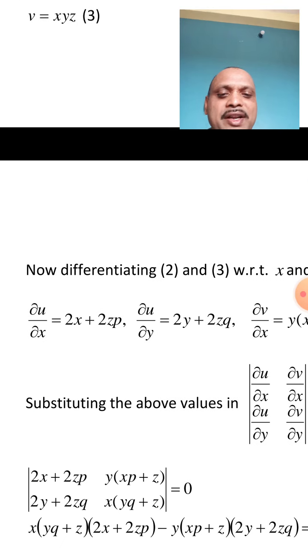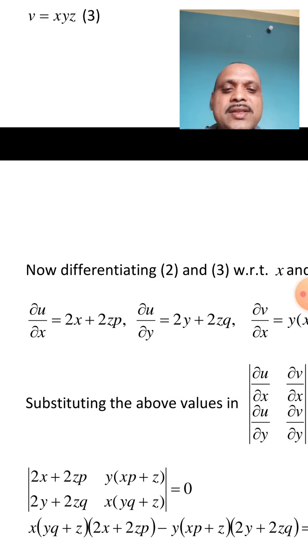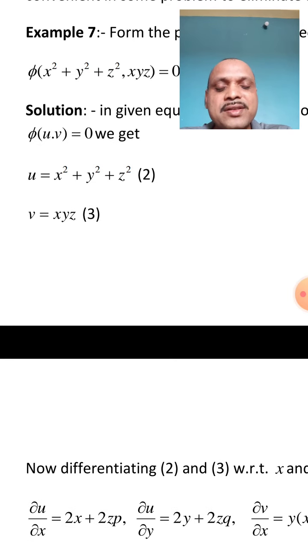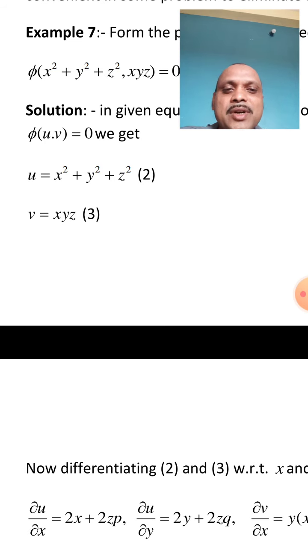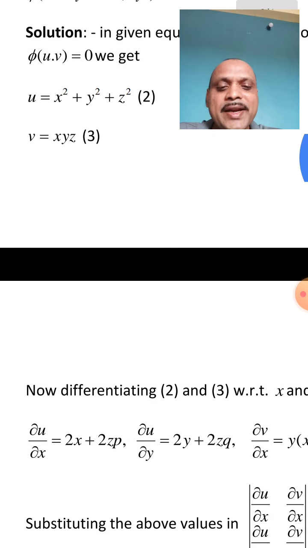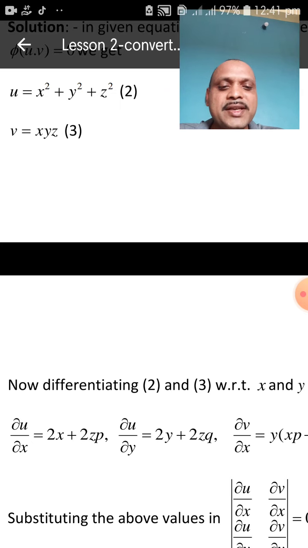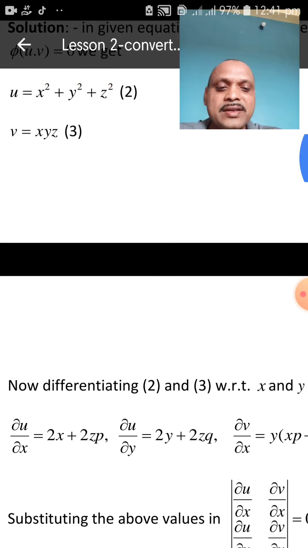Del u by del x equal to 2x plus 2zp. Z is a function of x and y, so the derivative of x square plus y square plus z square with respect to x is, derivative of x square is 2x, y square is a constant, y is an independent variable, so its derivative is 0, and derivative of z square is 2z into del z by del x, but del z by del x is nothing but p, so we have directly written here 2x plus 2zp. Similarly, del u by del y equal to 2y plus 2zq, where q means del z by del y.